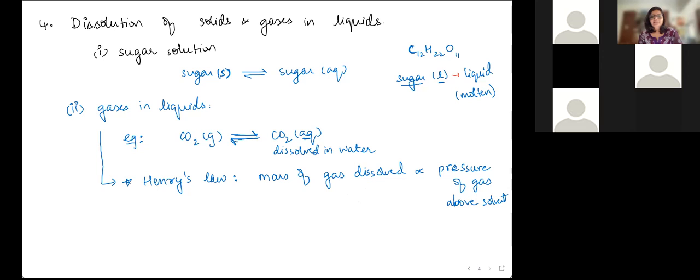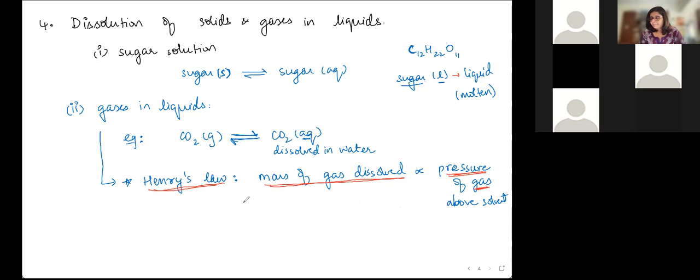The reason why you work with such high pressures is because of Henry's law. As the pressure of the gas increases, the mass of the gas dissolved also increases. So if you want that maximum fizz, your carbon dioxide should be at that maximum pressure.